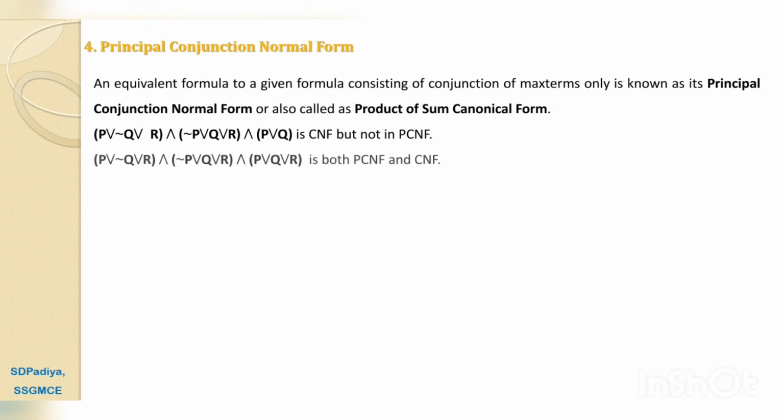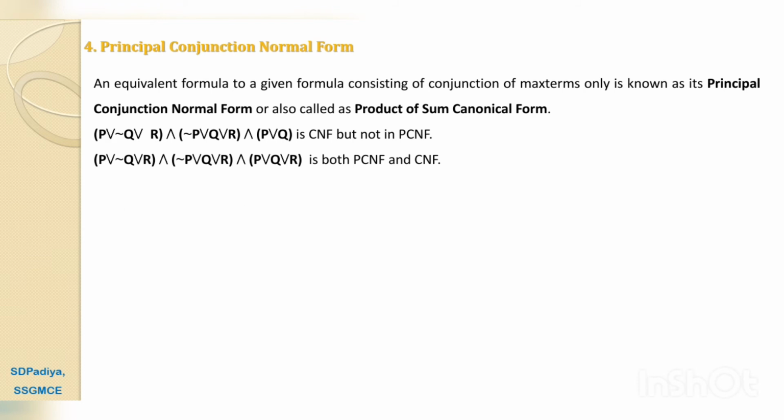Let's have the second example: (P or not Q or R) and (not P or Q or R) and (P or Q or R). Then it is again the CNF. The first product term contains all the factors, the second product term contains all the factors, and the third product term also contains all the factors. That's why it is both CNF as well as PCNF. From these two examples, it is clear that every PCNF must first be a CNF.